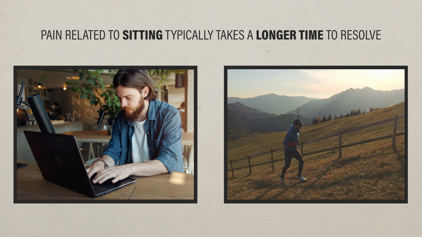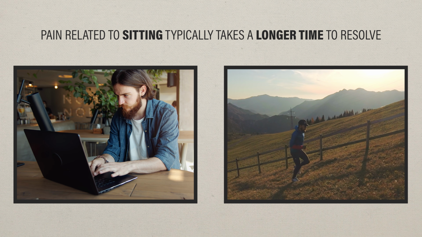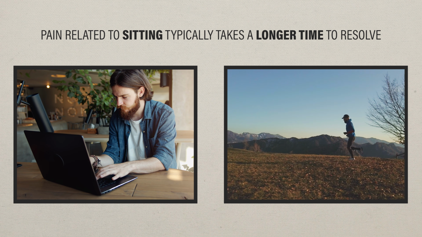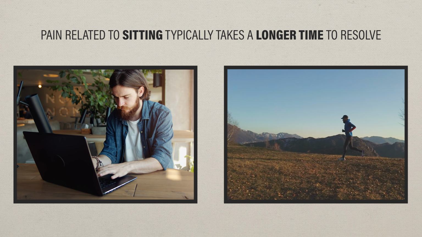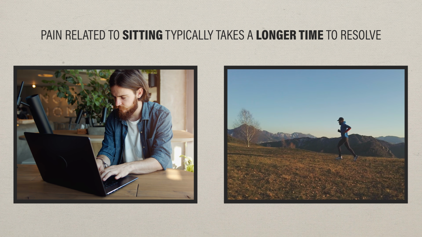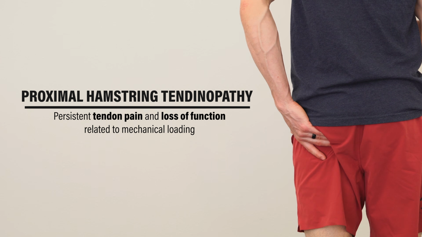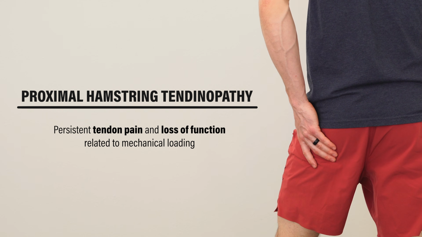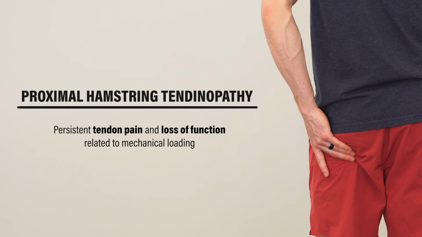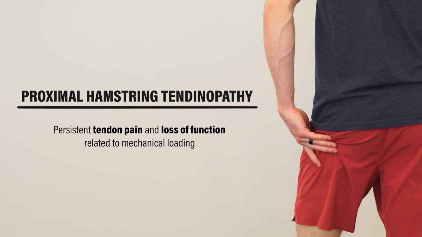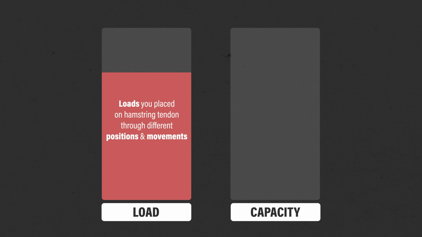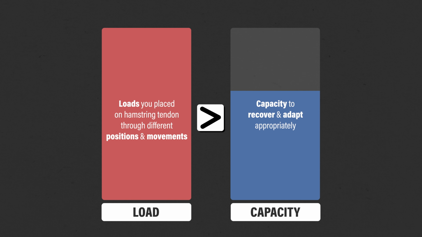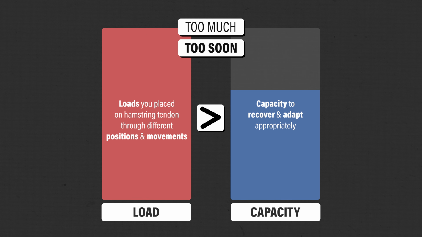Additionally, it is important to note that if you experience pain related to sitting, this discomfort has been known to persist even after you have a full return to function, as it typically takes a longer time to resolve. In summary, proximal hamstring tendinopathy is characterized by persistent tendon pain and loss of function related to mechanical loading. A simplified explanation for why this might have occurred is that the load you placed on your hamstring tendon through different positions and movements may have exceeded your capacity to recover and adapt appropriately. Or, in other words, you may have done too much too soon.